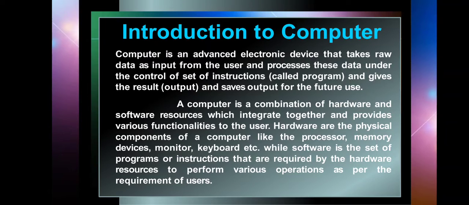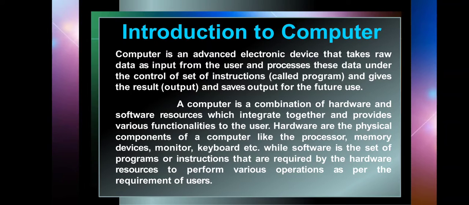Computer is an advanced electronic device that takes raw data as input from the user and processes this data under the control of a set of instructions called a program, and gives the result, which is also known as the output, and saves the output for future use. Computer is a combination of hardware and software. So basically, computer is made up of what? It is made up of hardware and software, which integrate together and provide various functionalities to the user.